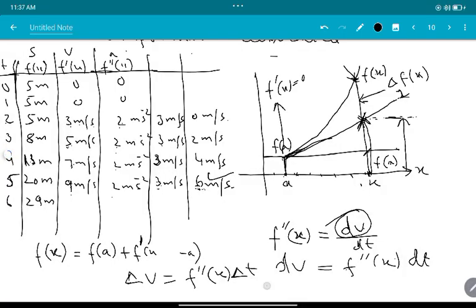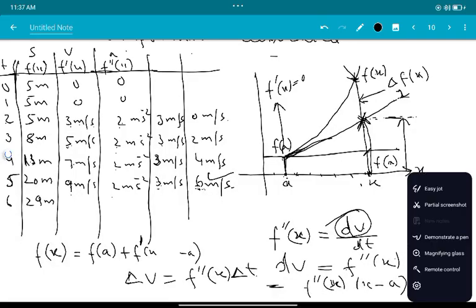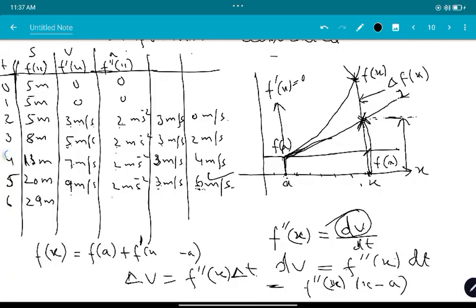So what is f double dash? It is f double dash x into delta t, and delta t is x minus a. So what is the total change in velocity? That means what is the velocity at the end of the interval? That is f double dash x into x minus a. Let me once again tell you that this is the change in velocity per second into the number of seconds. That means the total change in velocity.